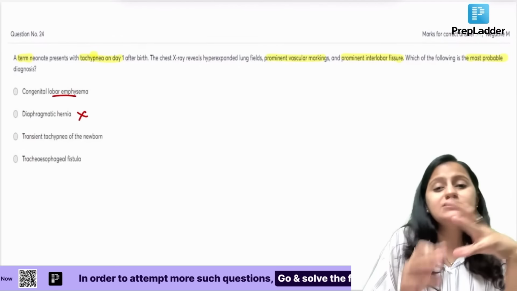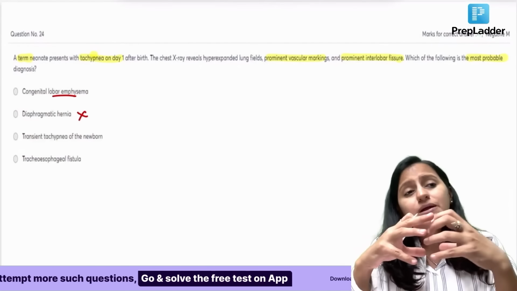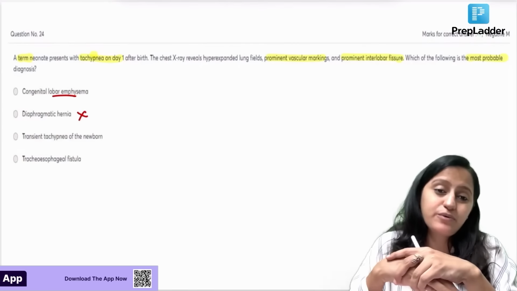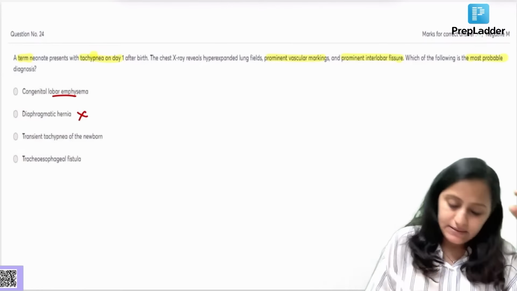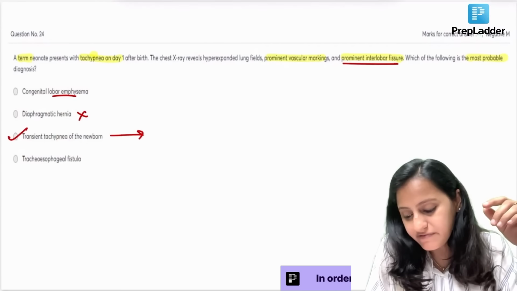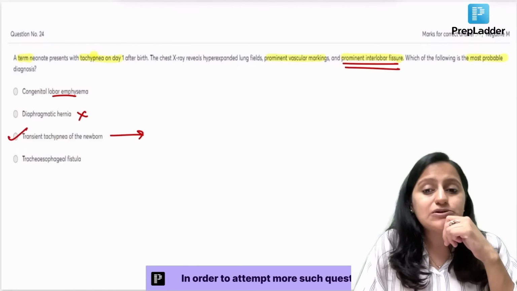Think logically, congenital lobar emphysema will be like emphysema means a lot of air. So black area is what you are going to see in the lung. This is transient tachypnea of the newborn, right? Very important finding, prominent interlobar fissure.